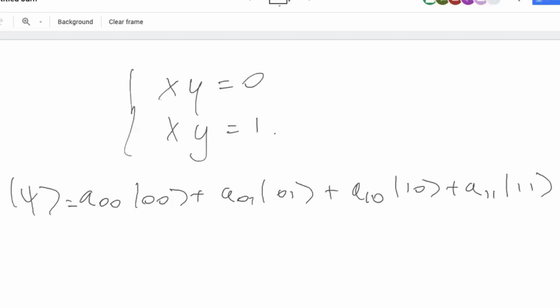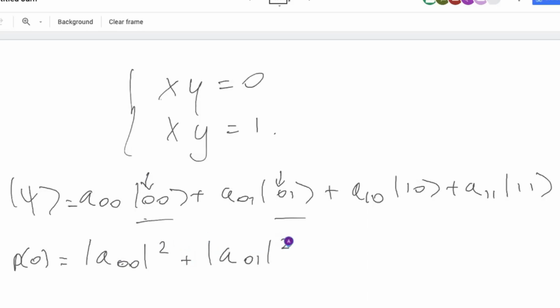So yeah, what we do is we look at all the 4 components, which one of those have the first qubit in the 0 state. In this case, it would be this and this, right? Because there's a 0 here, there's a 0 here. And we just square the magnitude of the amplitude. So A00 squared plus A01 squared. And now the probability of getting 1, well, it has to be everything else, right? So it has to be this plus this.